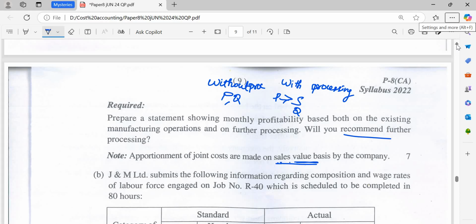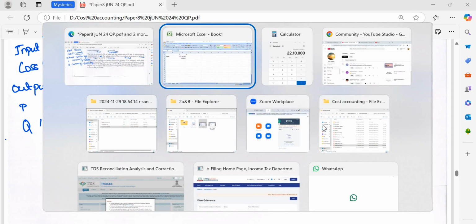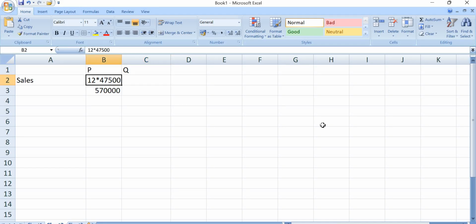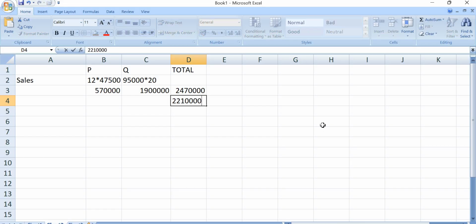For this I need to calculate sales value first. What is the sales value here? Sales value of P is 12 into 47,500 kgs, that is 5,70,000. For Q we have 95,000 kgs at the selling price of 20 rupees, so I will get 19 lakhs. So my total sales is 24 lakhs 70,000.